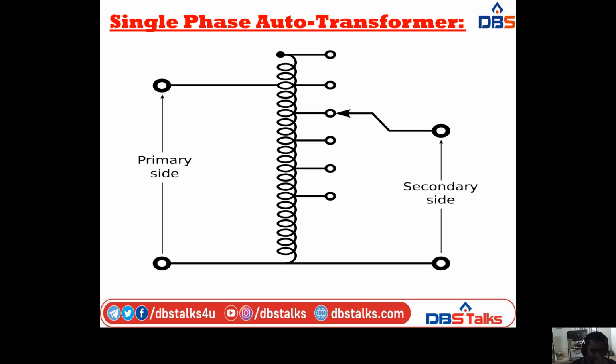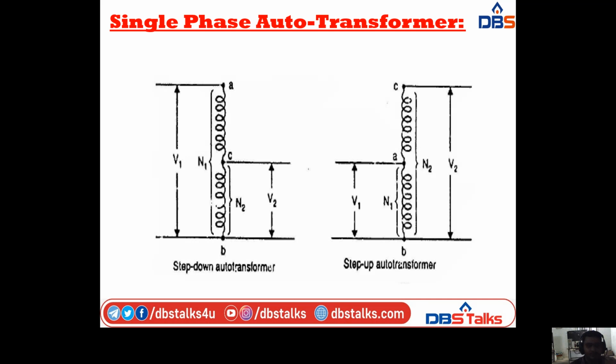So this is the auto transformer. In this one we have only one winding. It has a primary side and a secondary side. This is called an auto transformer, and I will show the types of auto transformer, that is step up auto transformer and step down auto transformer. These are the two types we have. If you observe this diagram, we have only one winding with a number of turns.